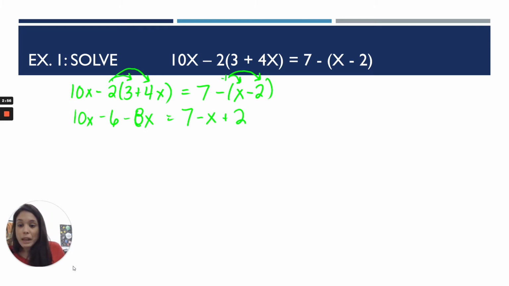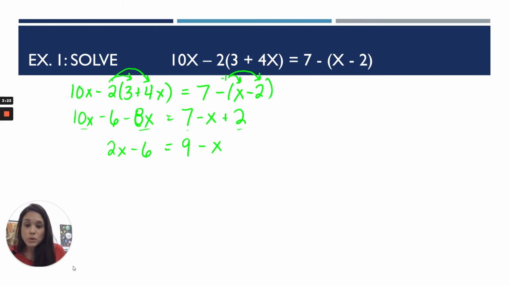So now we're going to bring like terms together. I've got 10x and an 8x here. We're going to bring those like terms together. 10x minus 8x is 2x minus 6. And then on my right side, I have my like terms, which would be 7 and 2. 7 plus 2 is 9 minus x.